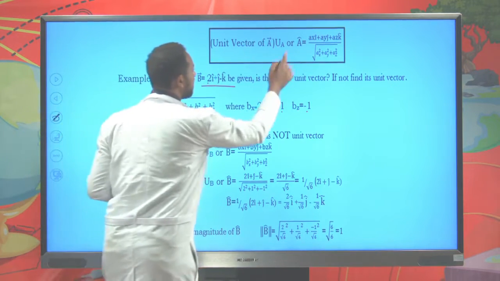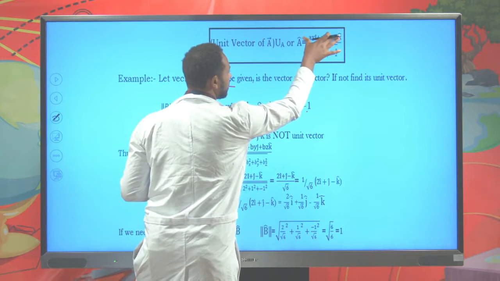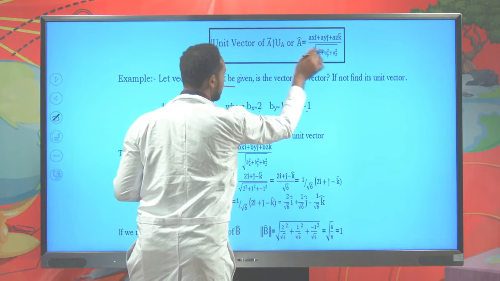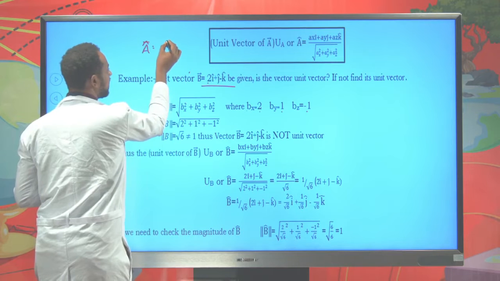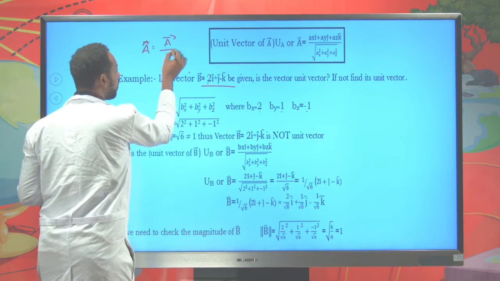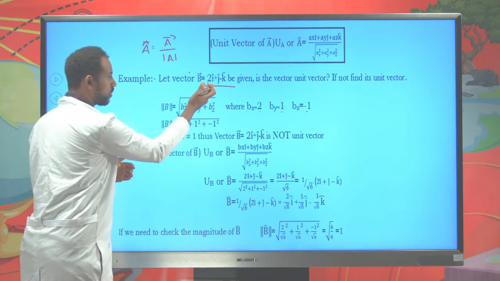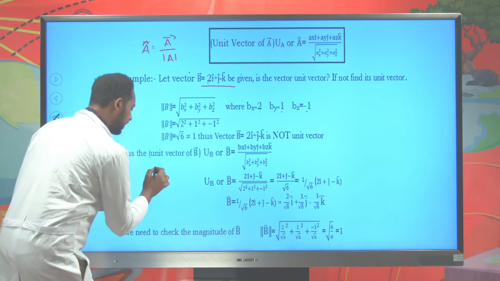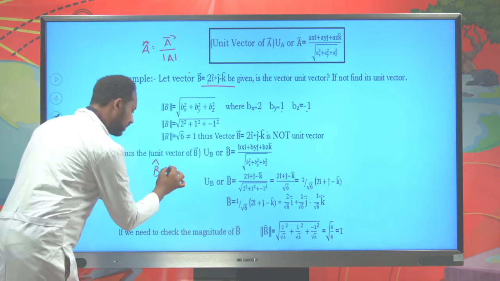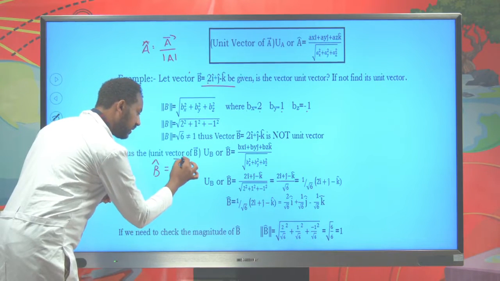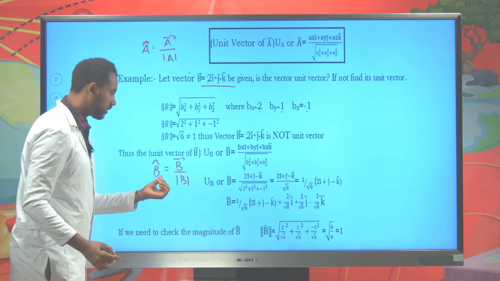How? To determine the unit vector of a given vector A, for example, Ax i plus Ay j, you have to put the vector itself over its magnitude. Therefore, if you have vector A, to determine its unit vector, you have to put the vector itself over the magnitude of the vector. In this case, you have a vector called B. To determine its unit vector, B hat, whenever you put a hat it means unit vector, is equal to the vector itself, B, over the magnitude of B. This is how we determine the unit vector of this vector.